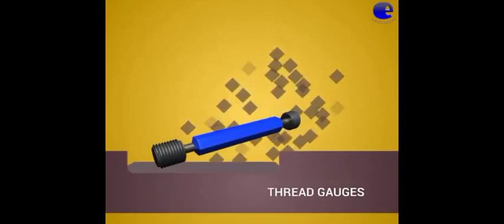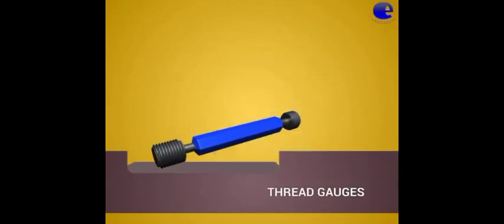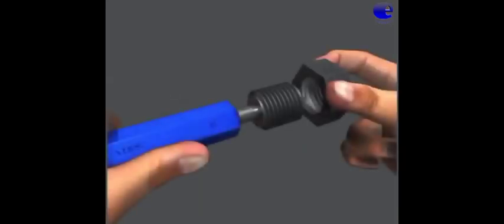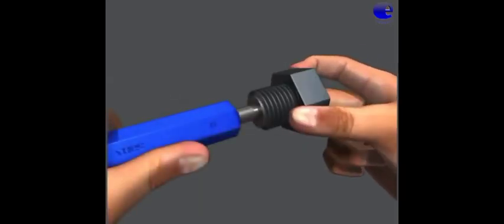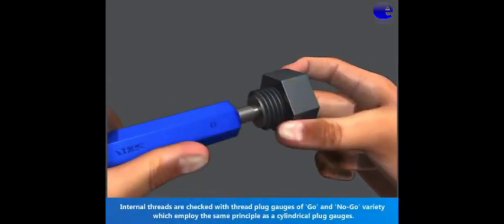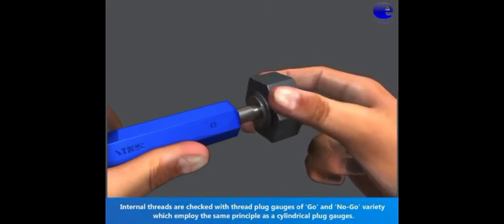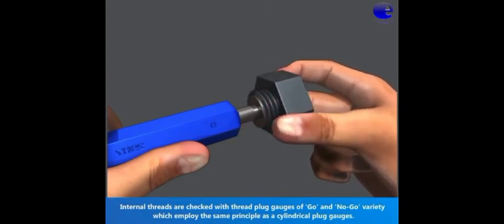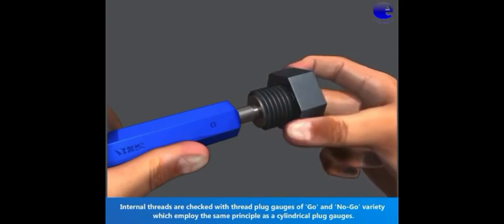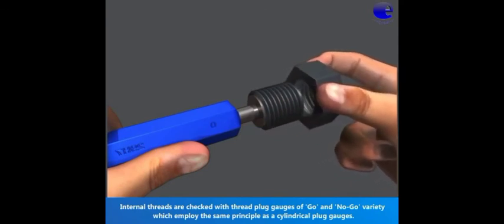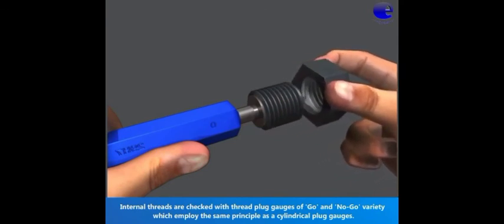Thread gauge. Let us see a 3D model of a thread gauge. Internal threads are checked with thread plug gauges of go and no-go variety, which employ the same principle as the cylindrical plug gauges.